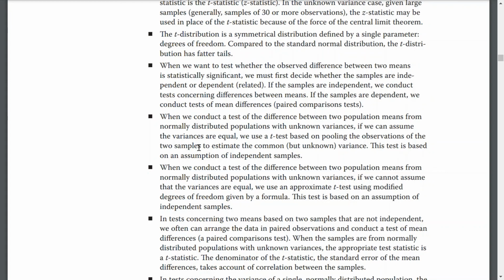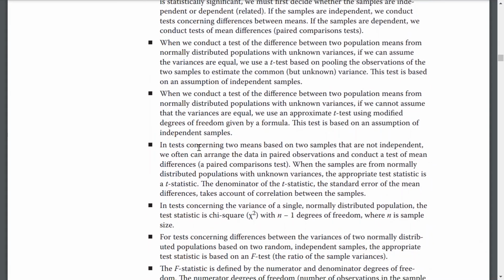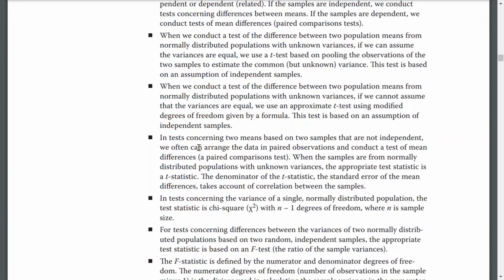When we conduct a test of the difference between two population means from normally distributed populations with unknown variances, if we can assume the variances are equal, we use a t-test based on pooling the observations of the two samples to estimate the common but unknown variance. The tests are based on the assumption of independent samples.